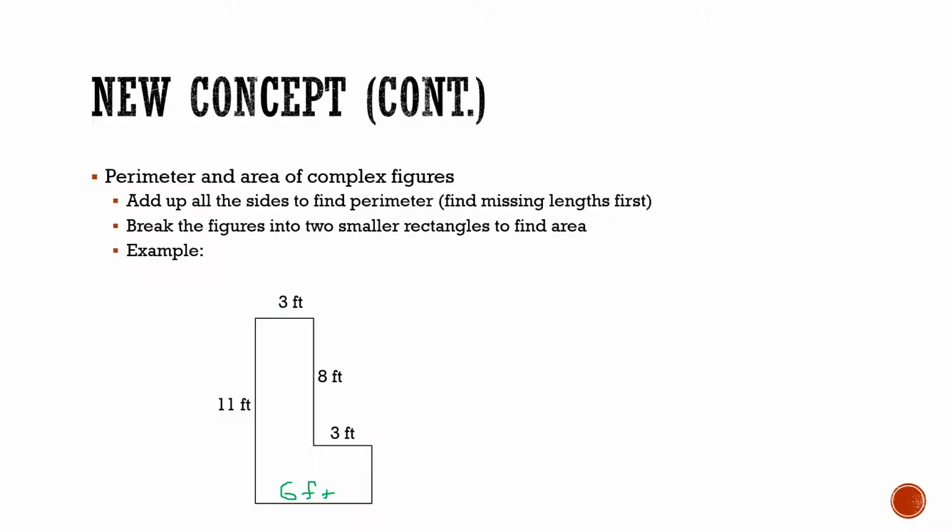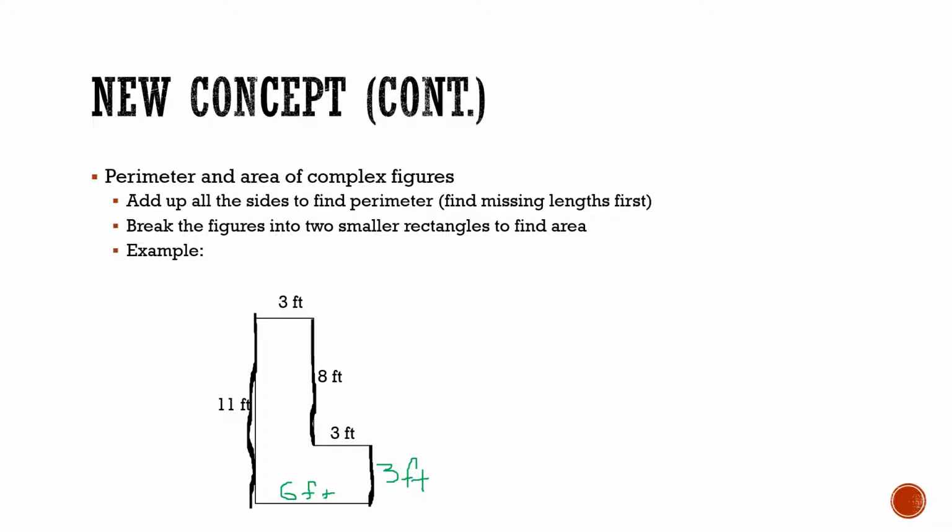All right. Now we also need to find our short side at the end there. So if this whole side is 11 and this side right here is 8, then this side right here would be 11 minus 8. 11 minus 8 is 3. So this one's 3 feet.